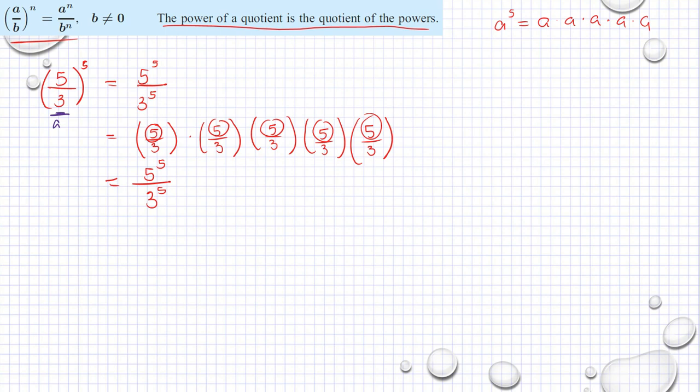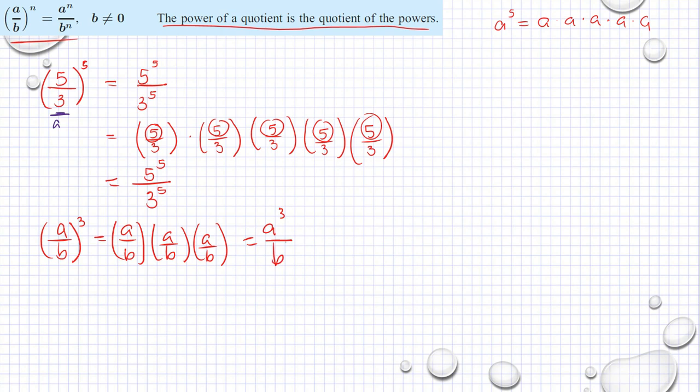So for example, you have a divided by b raised to 3. Then we have a divided by b multiplied by a divided by b and a divided by b. Then we have a raised to 3 divided by b raised to 3.